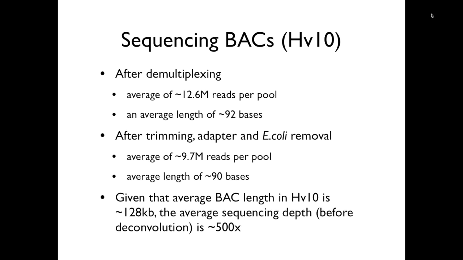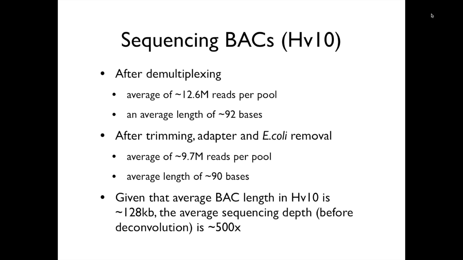of the flow cell. After the multiplexing, we got about 13 million reads per pool with an average length of 92 bases. And then we had to remove E. coli and trimming adapters, and so on and so forth. So we lost a reasonable, well, not terrible amount of reads. So we're down to 9.7 million reads per pool, with an average length of 90 bases.